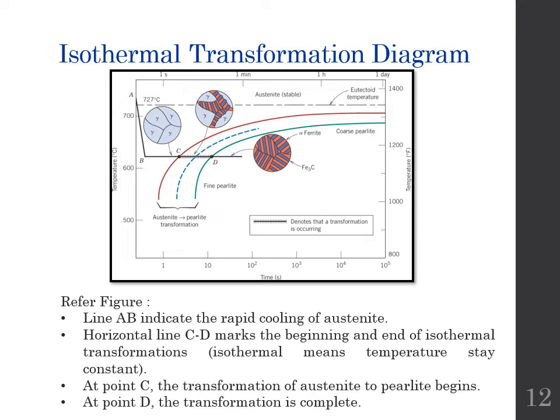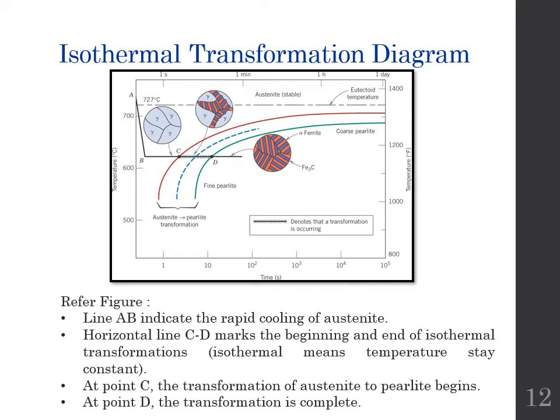So austenite, okay, after you heat it over here, all this area is the area of austenite. Above 727, the austenite is stable. Below 727, the austenite is unstable. So when the austenite is unstable, it is transformed into other microstructures.